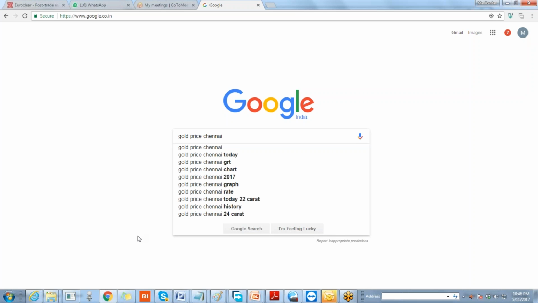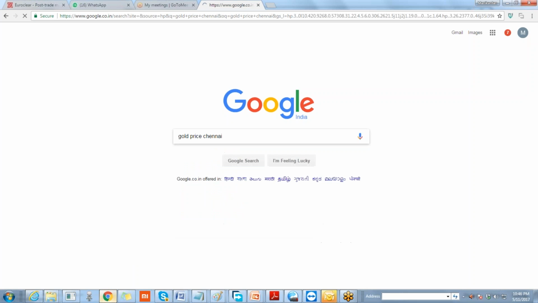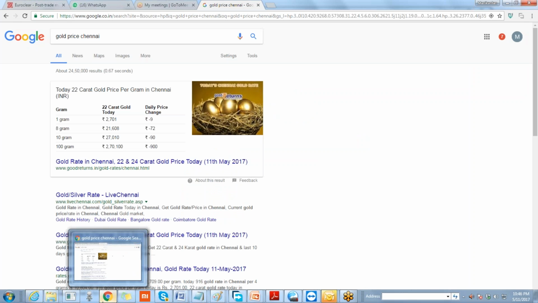It's approximately 2,600. So here you may not be aware what the previous day's rate is, what the current day's rate is, what a future day's rate could be. Predictive analytics is not something the human brain is able to do. Okay, for example, if I put the gold price in Chennai, we'll see what is coming here as text. 1 gram gold price is 2,701. Okay, daily price changes are coming.